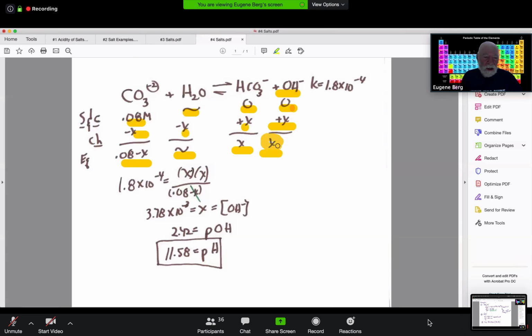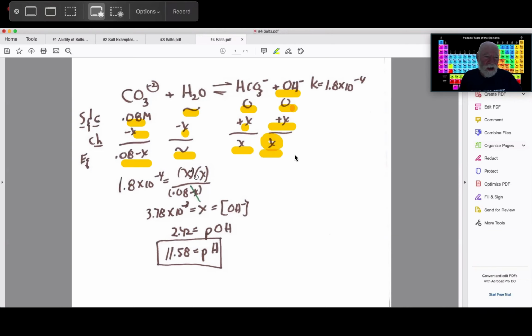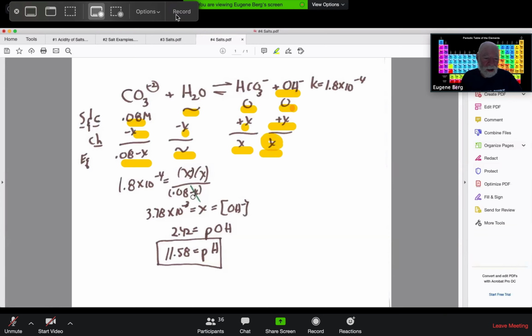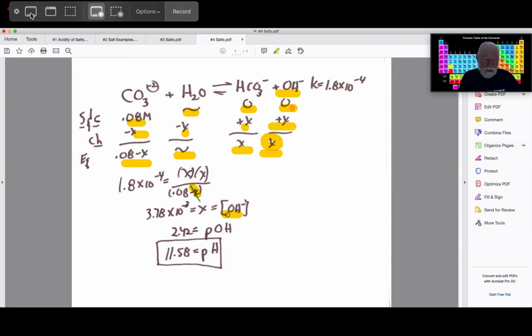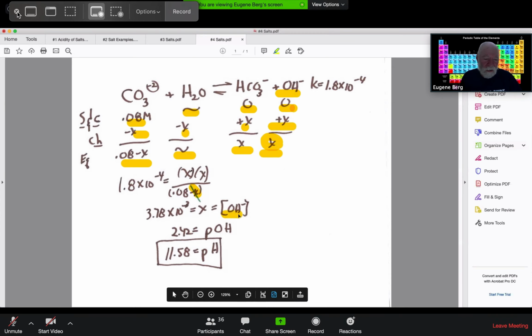So plugging into the mass action expression, the constant is equal to the products, which are x and x, divided by the reactant carbonate, 0.08 minus x. You can ignore this x right here. I already stepped ahead a little bit, so I figured out x squared, took the square root, and I got 3.78 times 10 to the minus 3. That's the hydroxide ion concentration. Take minus the log of that, you get the pOH, 2.42. Subtract from 14, you get 11.58.